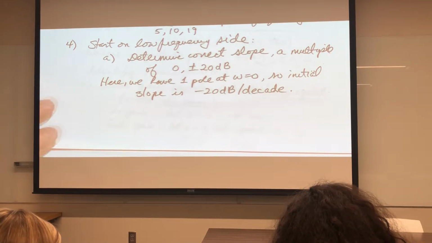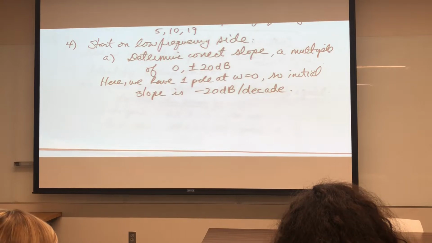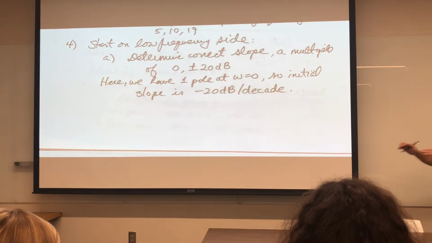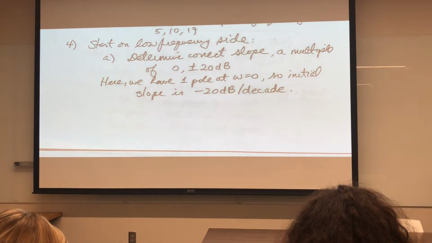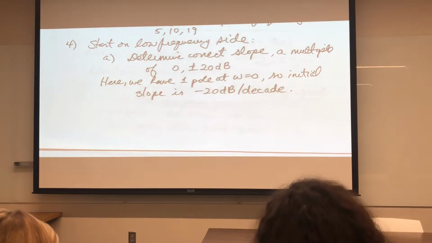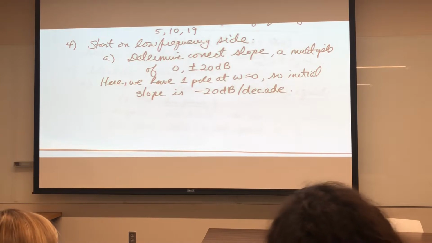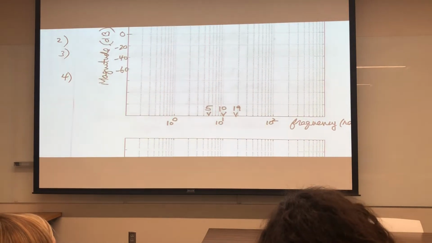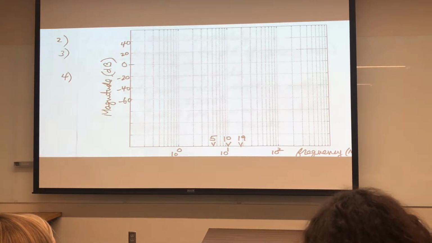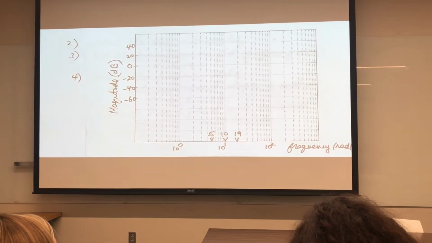Okay. All the other factors start off flat, and then when they reach a corner, they change their slope. But this particular factor starts off flat, but as soon as you hit omega equal to 0, it changes slope, and it changes to negative 20 dB per decade. So what I'm saying is we need to draw a line on our plot, on our figure, with a slope of negative 20 dB per decade.